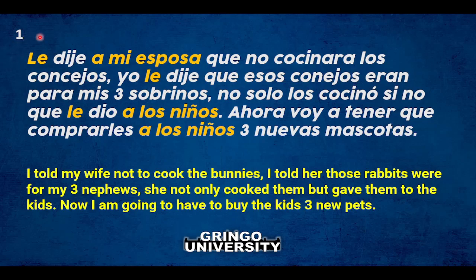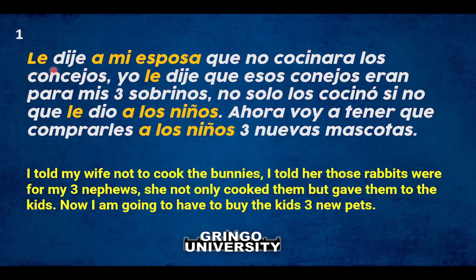So le, this is the verb to tell. My wife is receiving the action of this verb, so I have to put this le. But why do I have to put le and then a mi esposa? It's redundant. Yes, in English it's redundant. But this is the first time I'm saying le, so I have to explain for whom I put this le for. So I put it for my wife. That's why I have to put it here.